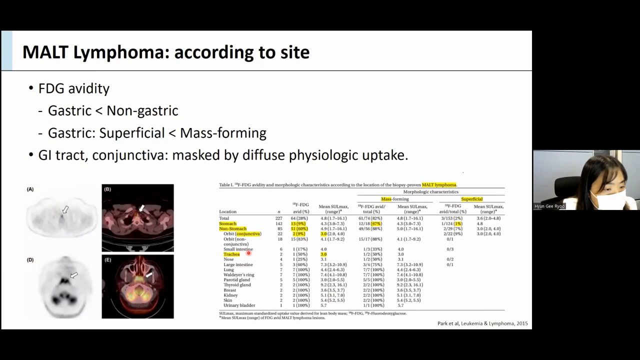As you can see in this table, the SUV value of the gastric involvement or the conjunctiva involvement is very low. So we should very carefully interpret the involvement of this kind of organ by using the FDG PET.